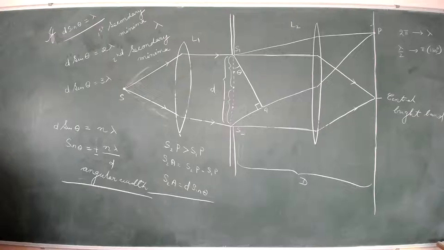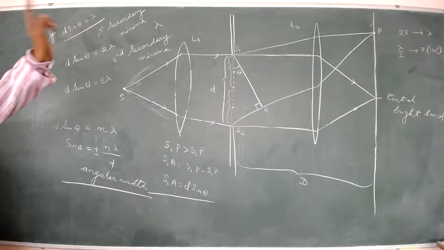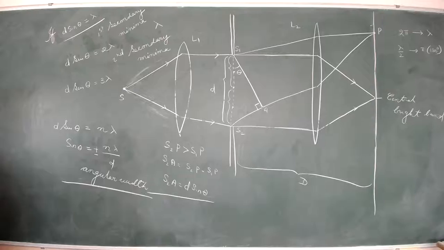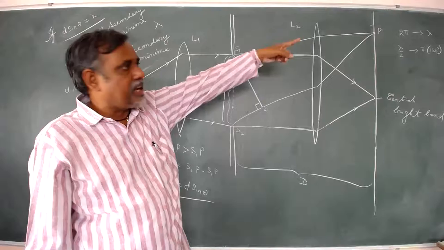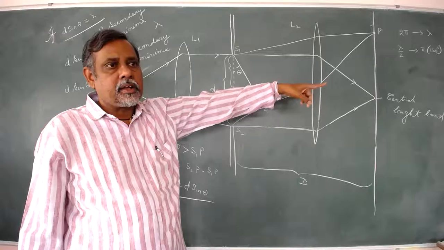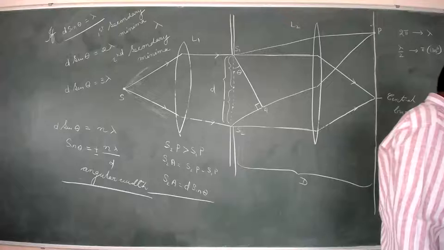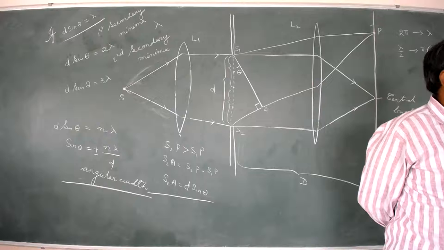Then what happens? We have two portions in action. Each portion is of width lambda by 2. The corresponding phase difference is 180 degrees, and for the second lambda by 2, the corresponding phase difference is also 180 degrees. So these 180 degrees and 180 degrees will cancel out. Ultimately, as a result, no light will be reaching the point P. Therefore, the dark band formation is obtained. Understood? Okay, now the second secondary minima.